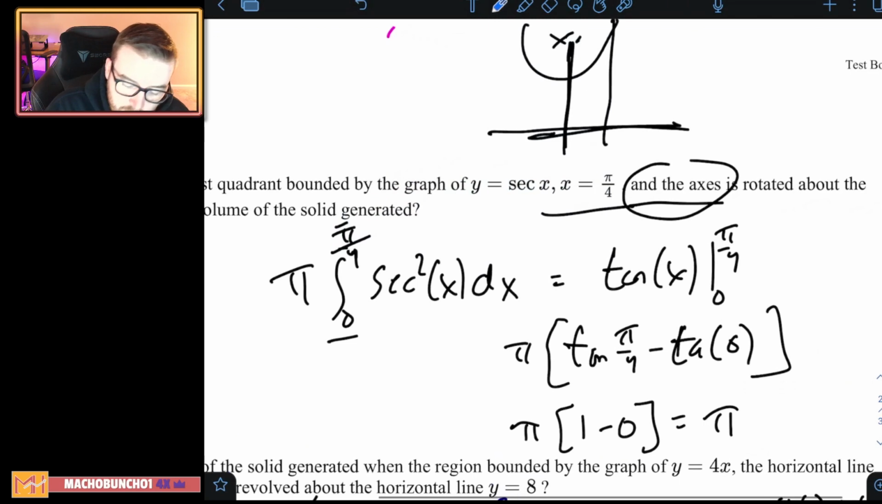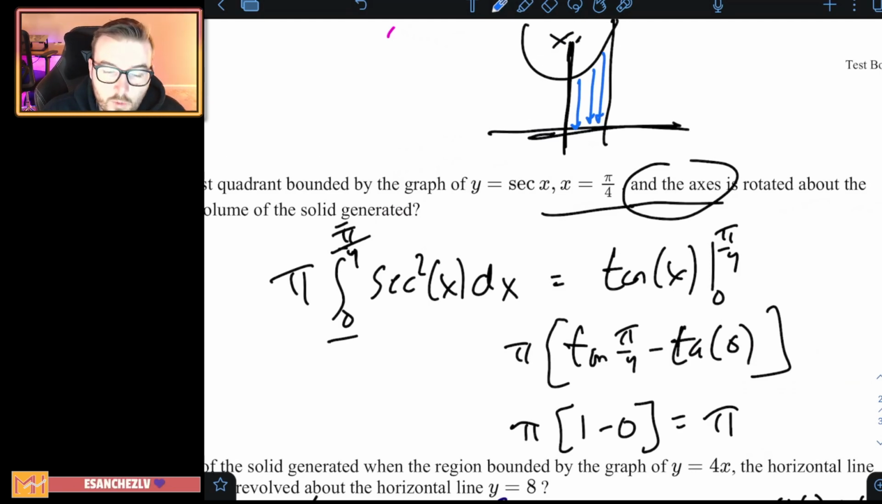If you don't know what the secant function looks like, that's fine. But the point is that the radius is the function. You don't have to overthink it. The only time the radius isn't just the function is when you're rotating around a line other than an axis. But if you're rotating around an axis, you don't have to think that hard.